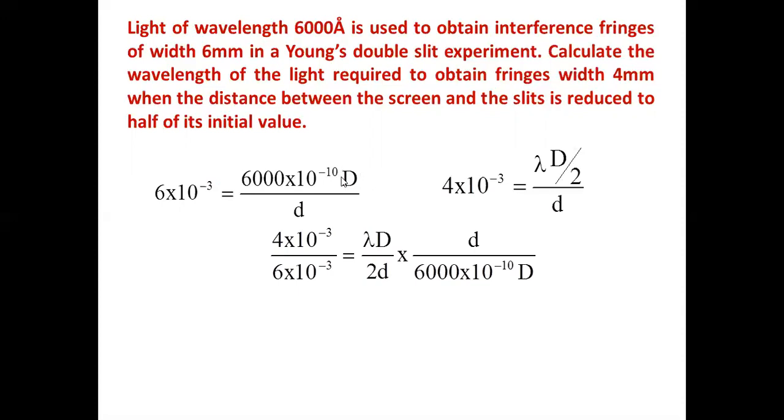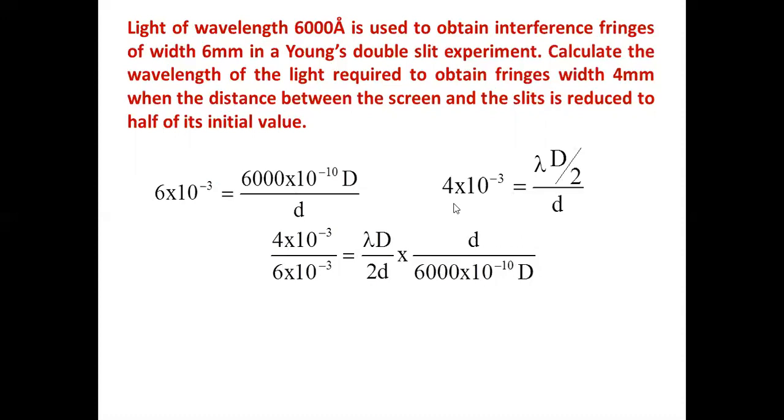The capital D, the distance between the screen and the sources, has to be halved. What new wavelength will reduce the fringe width to 4 from 6? This small d is remaining the same. Now divide it. 4 into 10 to the power minus 3 by 6. What happens here? Here lambda D by d. Of course, d by d will get cancelled. So here what remains is lambda, capital D, by 2d. That is for 4 millimeter. What about for 6? 6000 into 10 to the power minus 10 D by d.